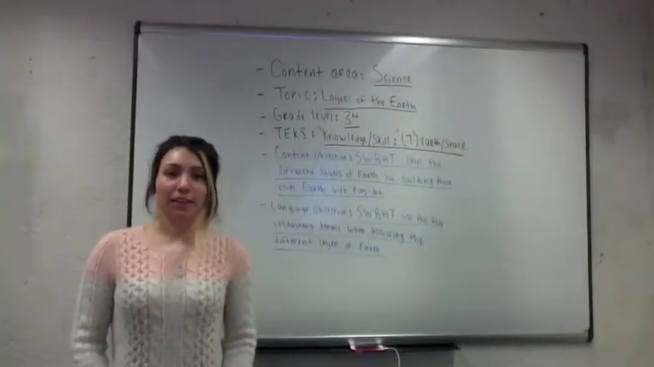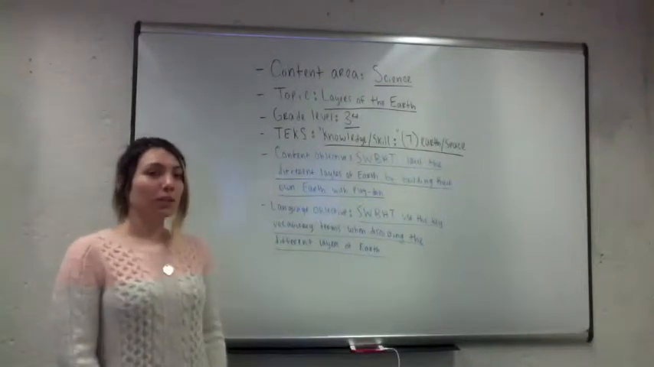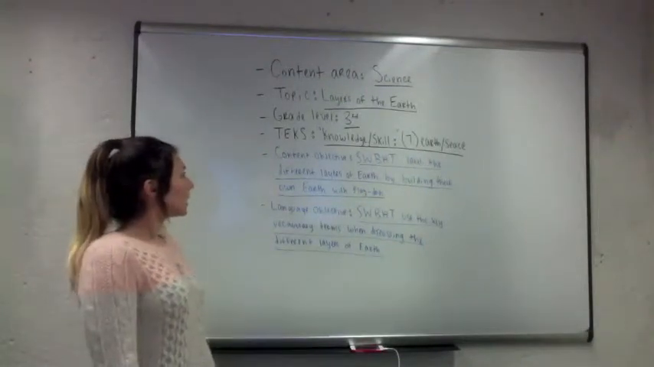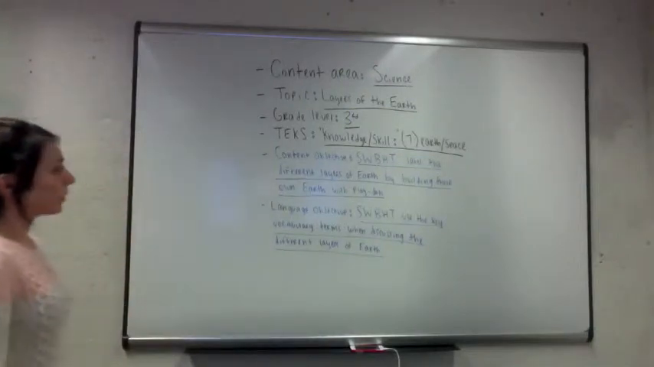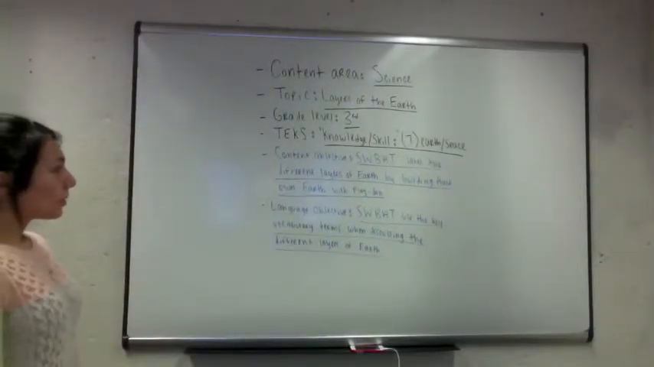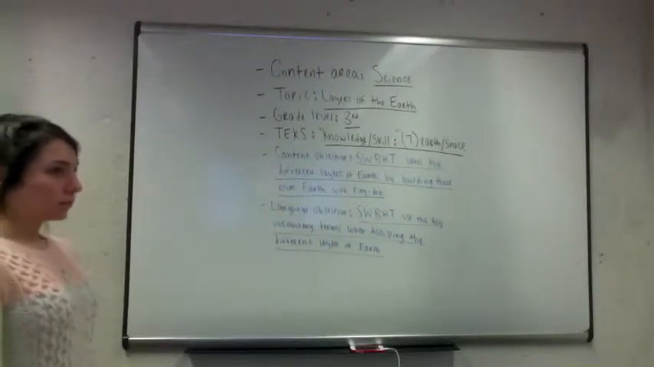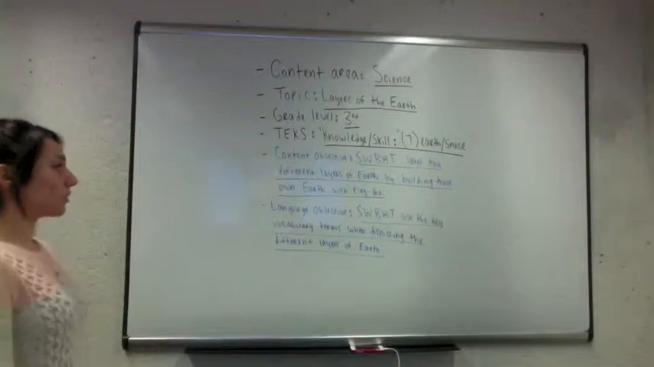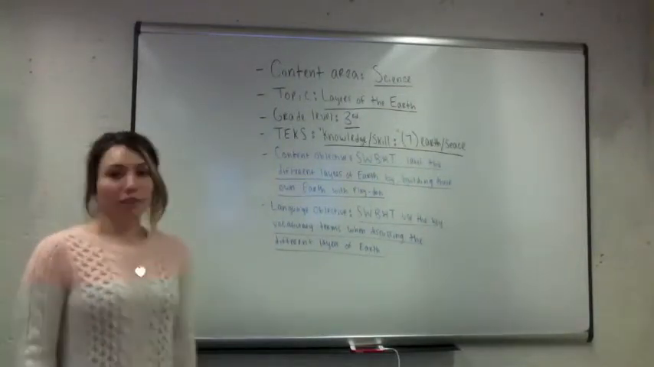Our content area is science. Our topic is layers of the earth. Our grade level is third grade. Our TEKS is knowledge, skill, earth, and science. And our content objective is to label the different layers of earth by building their own earth with Play-Doh. And our language objective is to use the key vocabulary terms when discussing the different layers of earth.